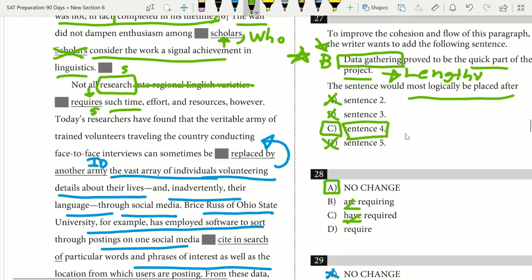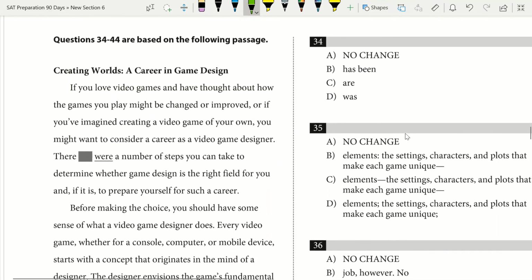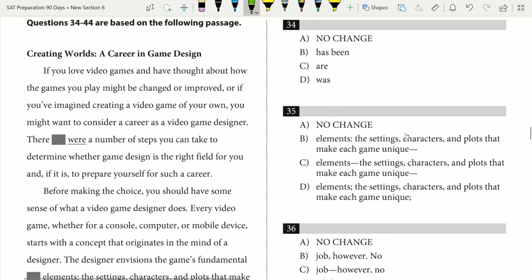All right, so now we can go down. Looks like we've answered everything for that first passage. We can go ahead and go on to our second passage. So we have Creating Worlds: A Career in Game Design. If you love video games and have thought about how the games you play might be changed or improved, or if you've imagined creating a video game on your own, you might want to consider a career as a video game designer. Okay, there are a number of steps you can take.